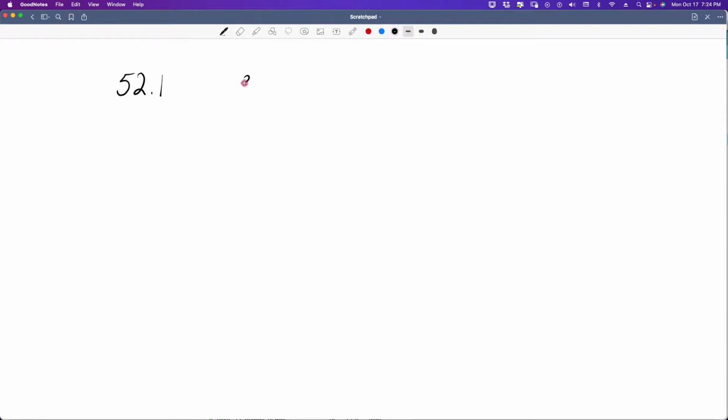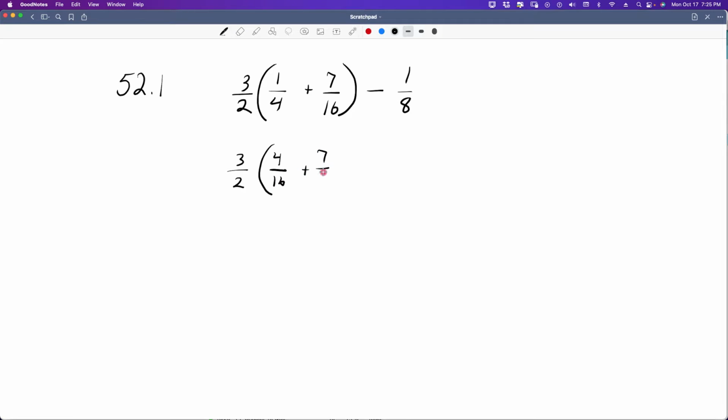Here we have 3 over 2 times the quantity 1 over 4 plus 7 over 16, minus 1 over 8. So we're going to solve this first by resolving what is within the parentheses. I'm going to adjust this fraction such that it has a denominator of 16, by multiplying the top and the bottom by 4. So 4 times 1 is 4, and 4 times 4 is 16. So that's going to be added to 7/16, minus 1 over 8.